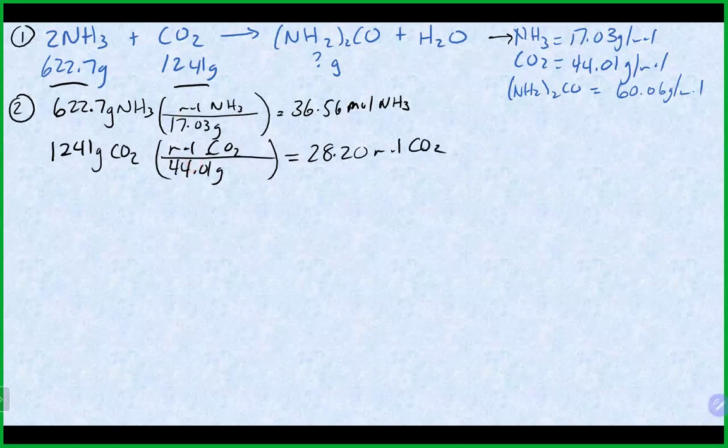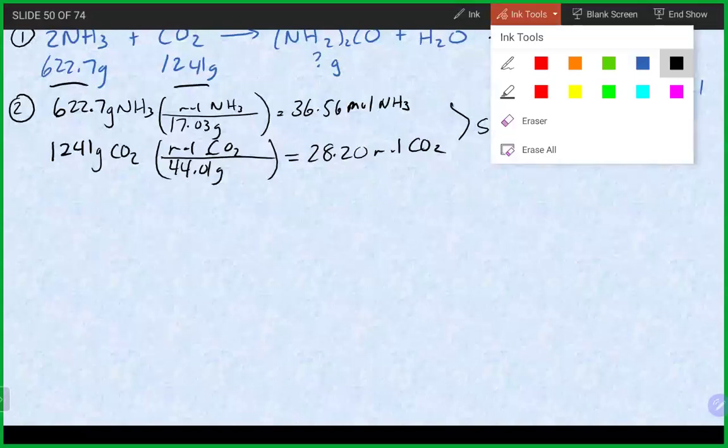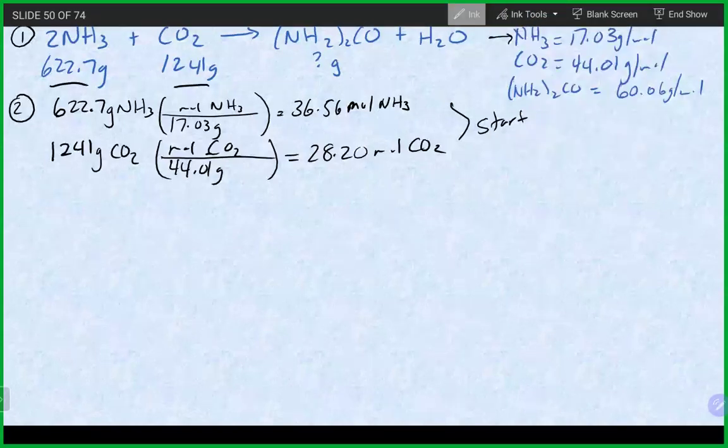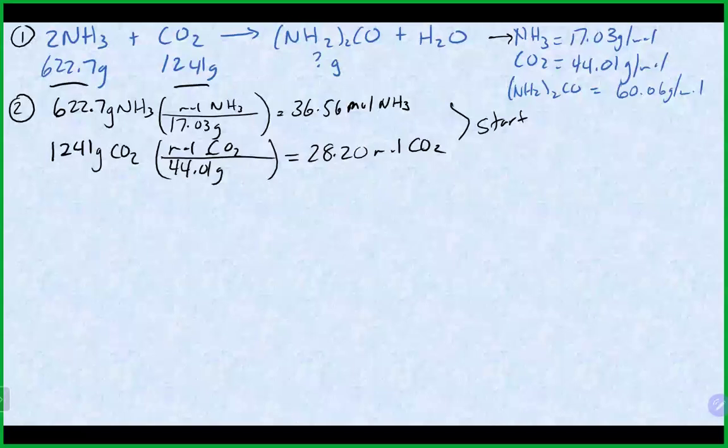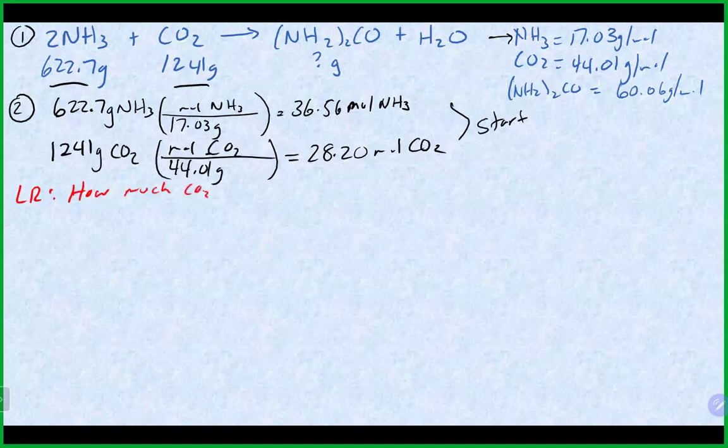So again, any questions on that? That's basically just like any other stoichiometry problem. If it helps you, you could label this as your starting amount, basically. So you remember that that's what you want to use to compare. Now we have to do our limiting reagent type of calculation. So once again, I'm going to grab either reactant. I'm going to just figure out how much CO2 is needed to use up all of the NH3. So that's the little calculation I'm going to do right now.